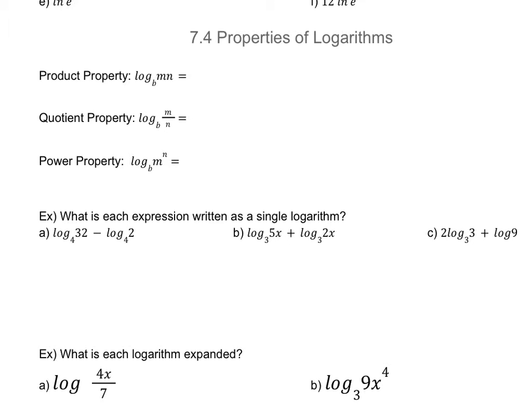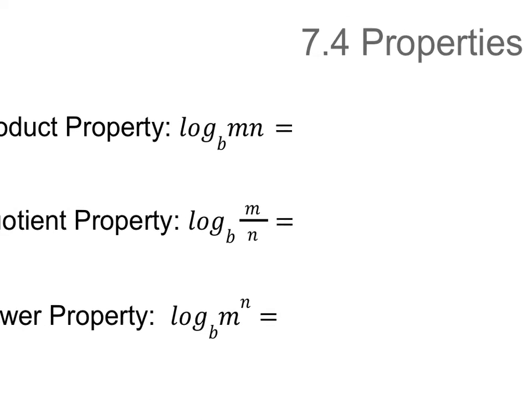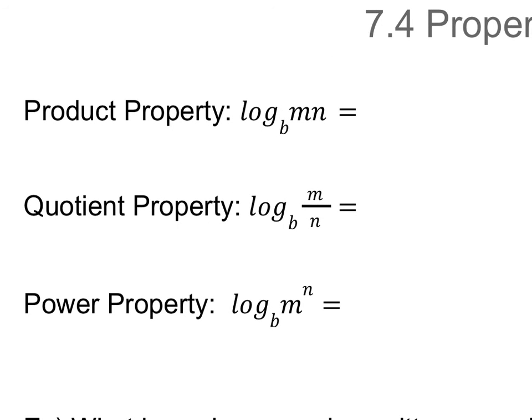Okay, so 7.4 is we're just going to be working on properties of logs and how to manipulate them and do things with them, like order of operations kind of stuff. So first, let's start with the main three properties. So the first one is the product property.